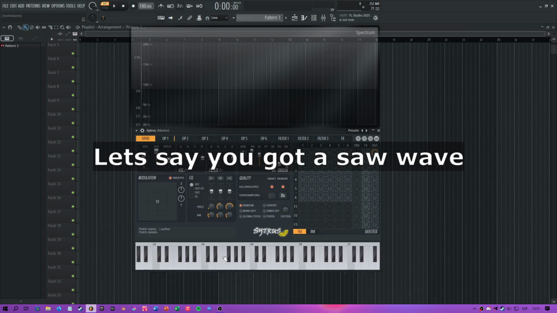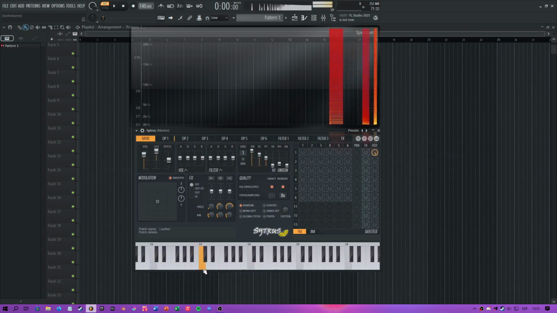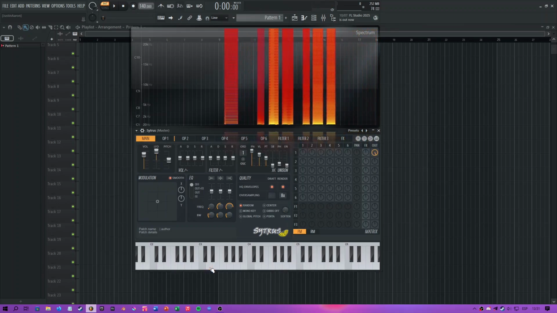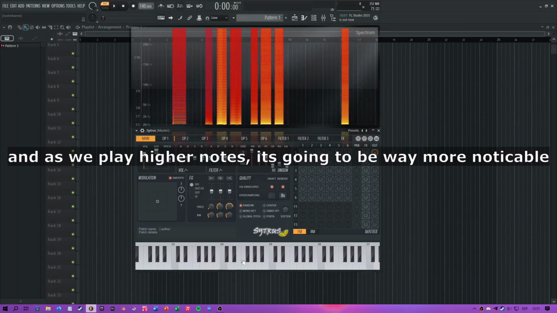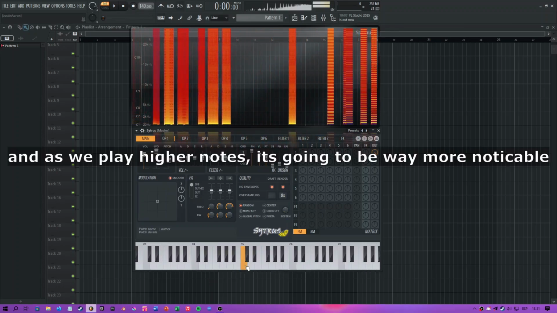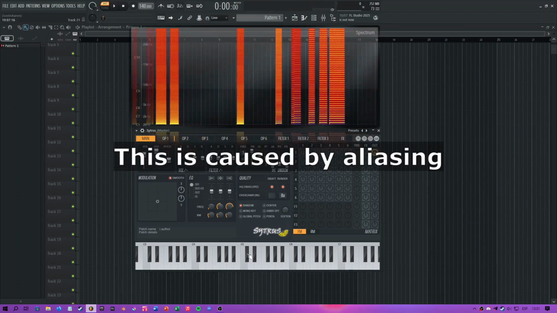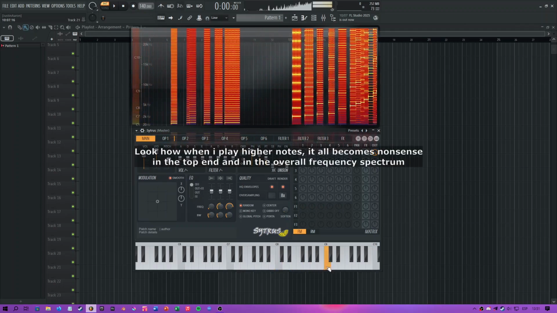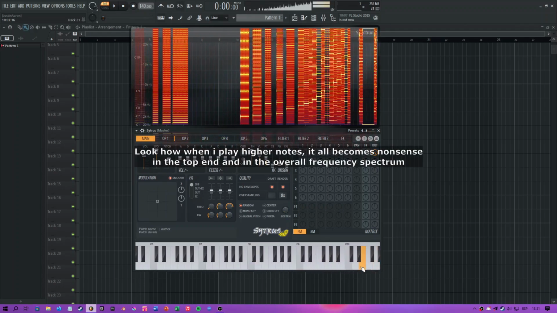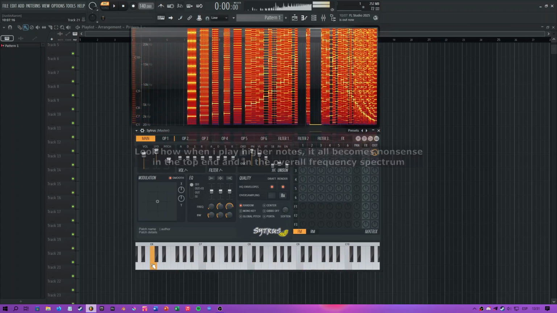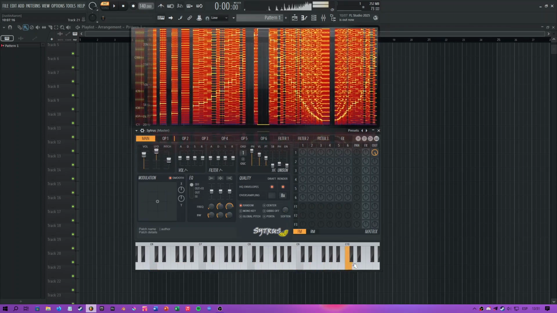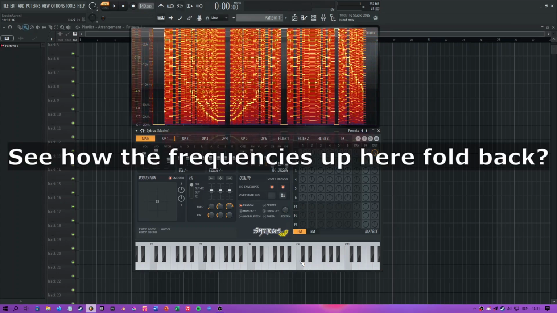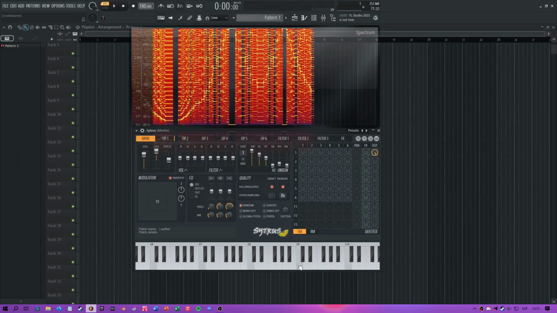Let's say you got a saw wave, but it sounds really crispy. And as we play higher notes, it's going to be way more noticeable. This is caused by aliasing. See how the frequencies up here fold back.